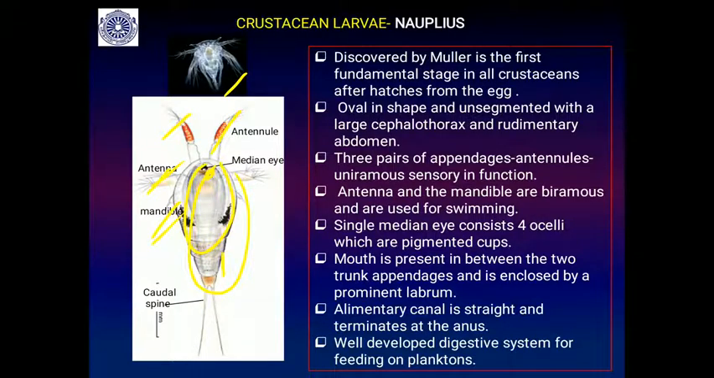There is a well developed digestive system you will be able to find in the Nauplius larva, which helps them feed on these tiny microscopic planktons, so phyto and zooplanktons. This is the caudal region. You will find a forked structure, the caudal spine. This larva is the common larva of all crustaceans. It's microscopic, about 0.1 millimeter.